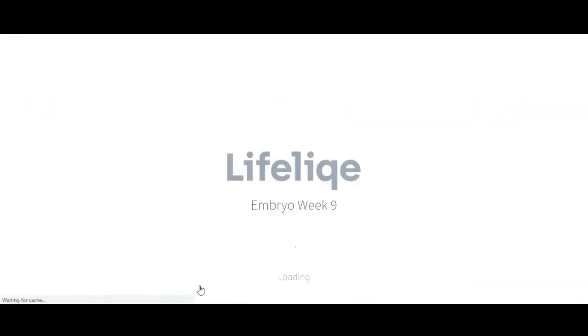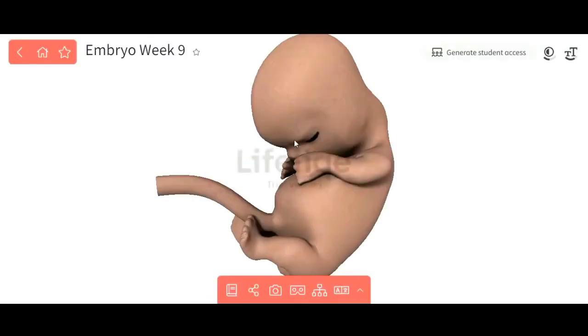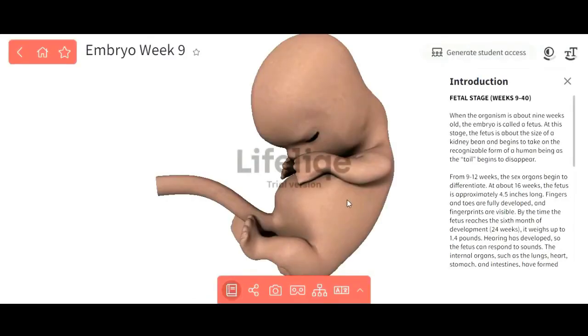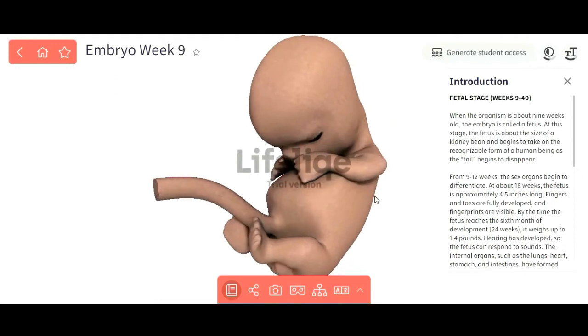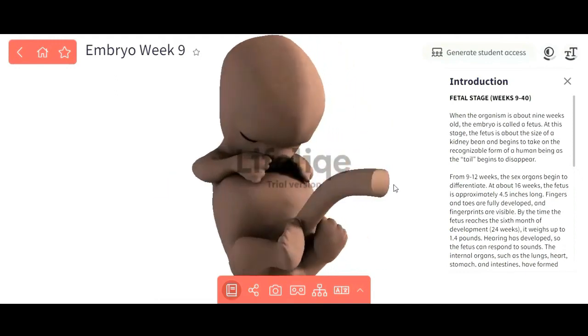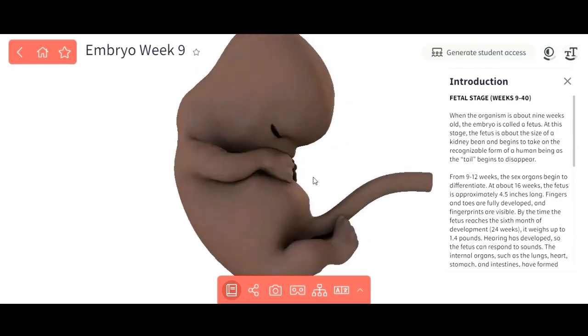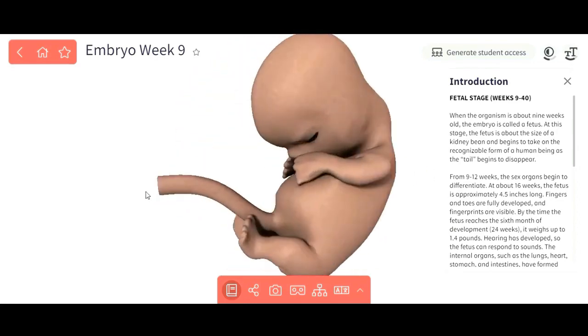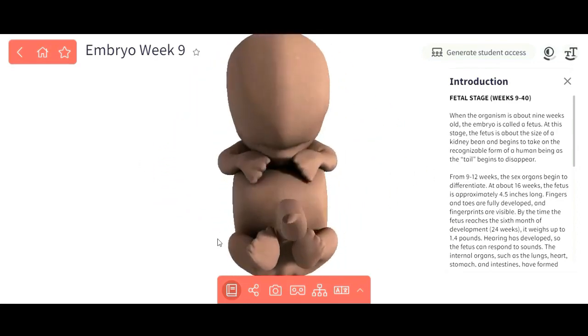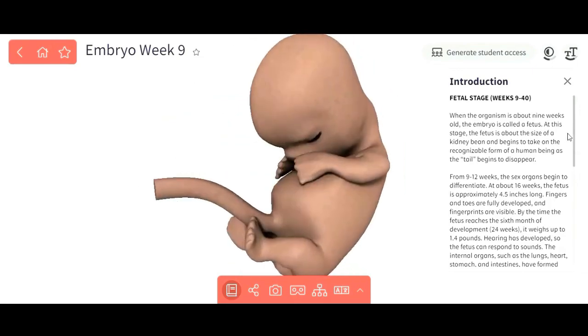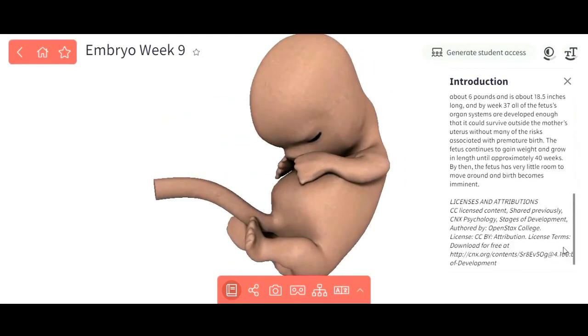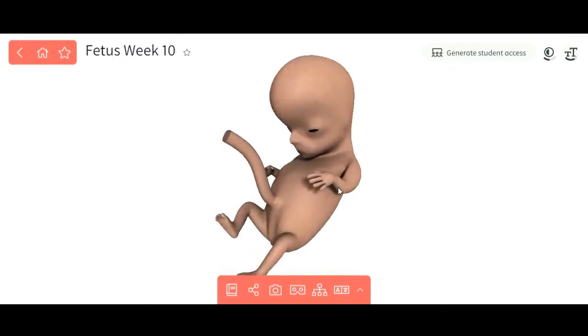So we can see in this picture that the embryo in week 9 is not too different from the embryo in week 8, but it already has sex organs being differentiated at about 16 weeks. The fetus is approximately 4.5 inches long. And next, the fetus in week 10.